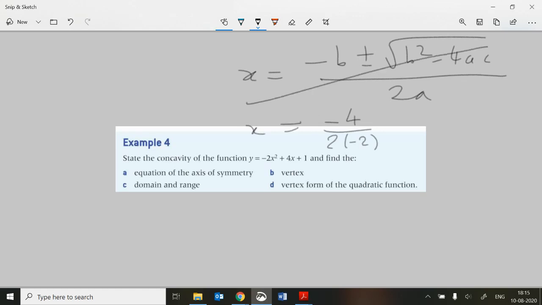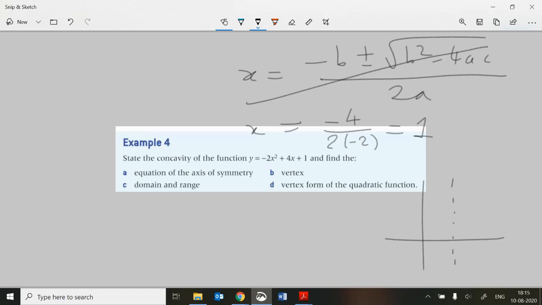This was just to find our roots. It comes from just doing this and ignoring the other part. So that's how I would remember that formula. So in this case, we're getting minus 4 over minus 4, which is equal to 1. So we have on our graph at 1 a line of symmetry.